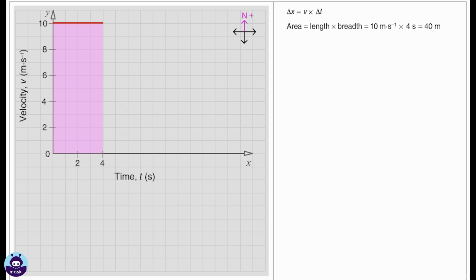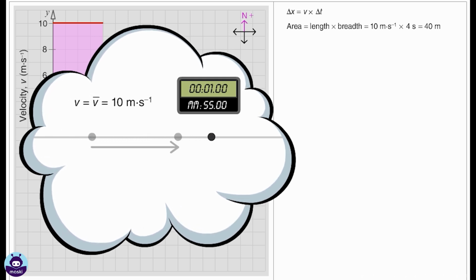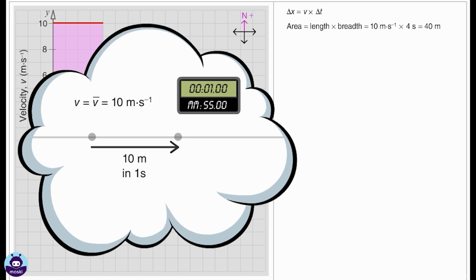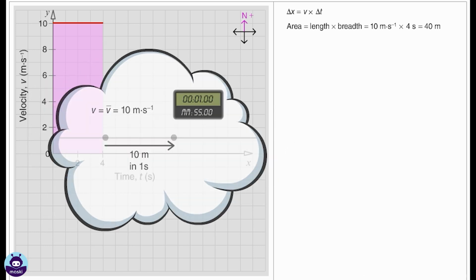We can also understand this as follows. The object has a uniform velocity of 10 meters per second. In 1 second, it will be displaced by 10 meters. Therefore, it will be displaced by 40 meters in 4 seconds.